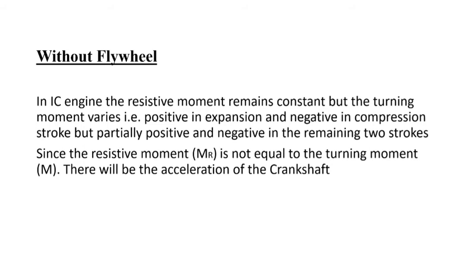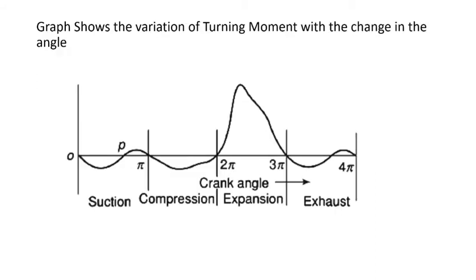In an internal combustion engine, the resistive moment remains constant, but the turning moment varies. That is, it is positive in case of the expansion stroke and negative in case of the compression stroke, but partially positive and negative in the remaining two strokes. Since the resistive moment M_r is not equal to the turning moment M, there will always be an acceleration in the crankshaft. This graph shows the variation of turning moment with the change in the angle.